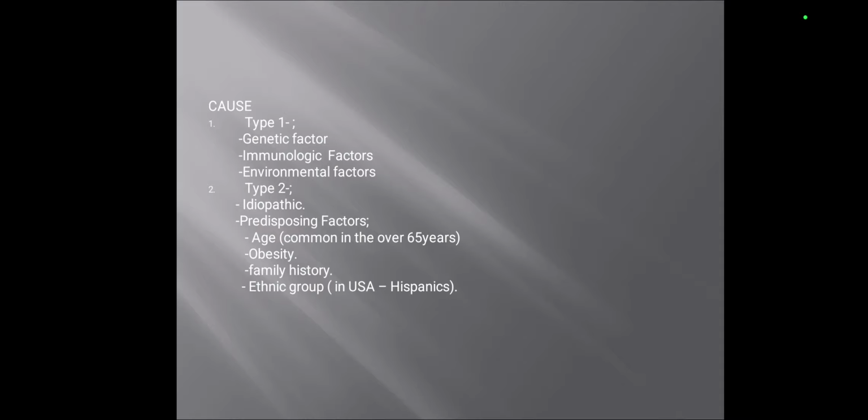The cause of type 1 is genetic factors, immunological factors, and environmental factors, which also play a role. For type 2, we have idiopathic predisposing factors: age, common in those over 65 years, obesity, family history, and also ethnic group in the USA. The pathophysiology we already discussed when we were mentioning the types.